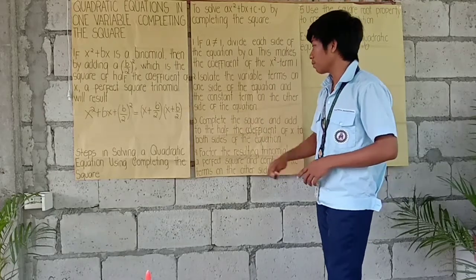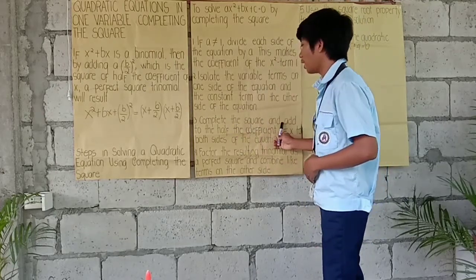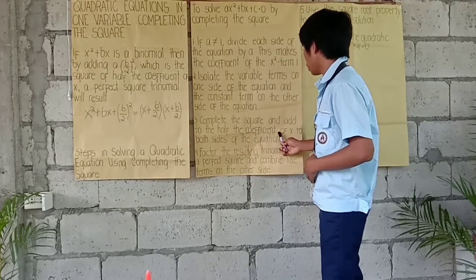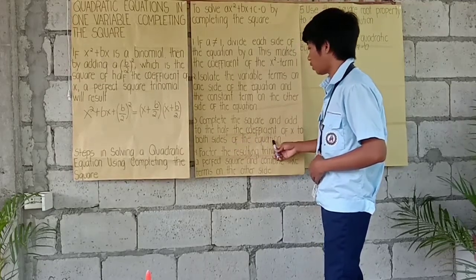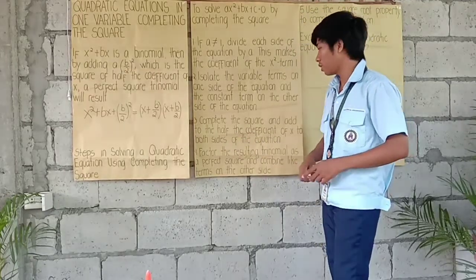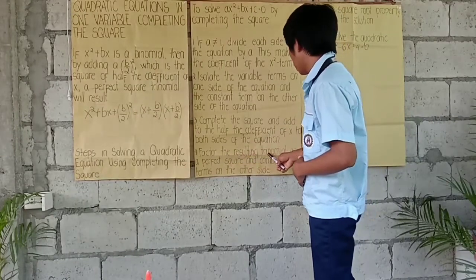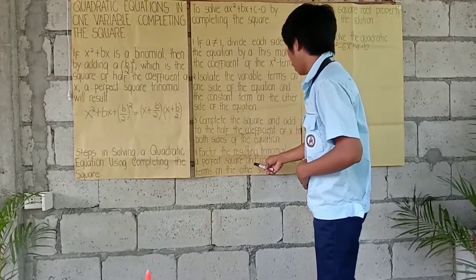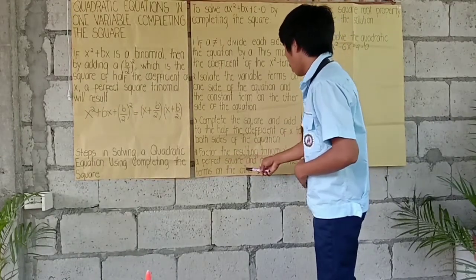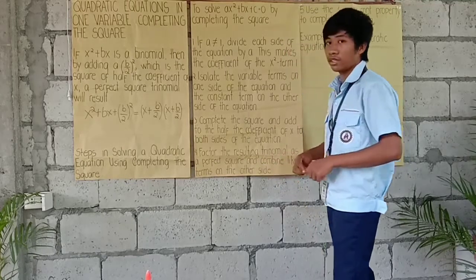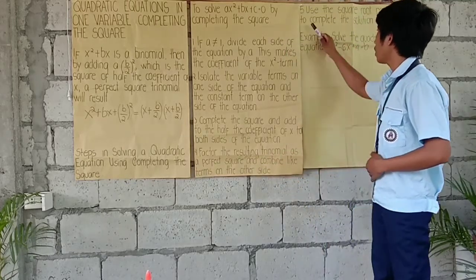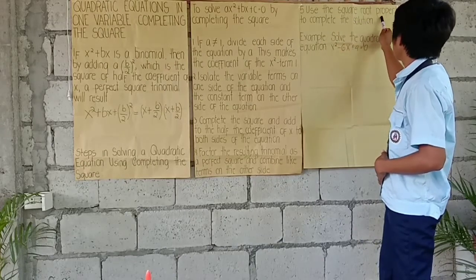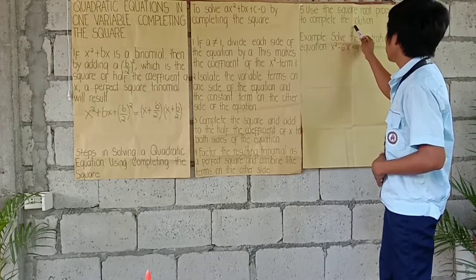For step 3, complete the square and add the square of half the coefficient of x to both sides of the equation. For step 4, factor the resulting trinomial as a perfect square and combine like terms on the other side. And the last step, number 5, use the square root property to complete the solution.